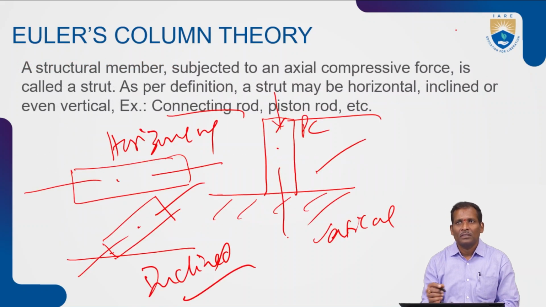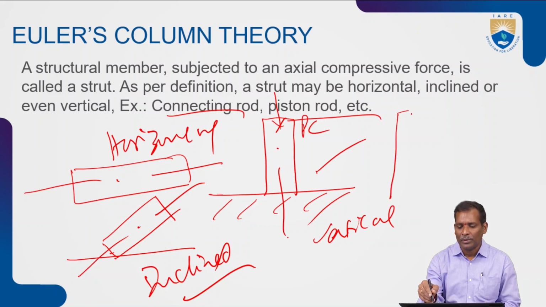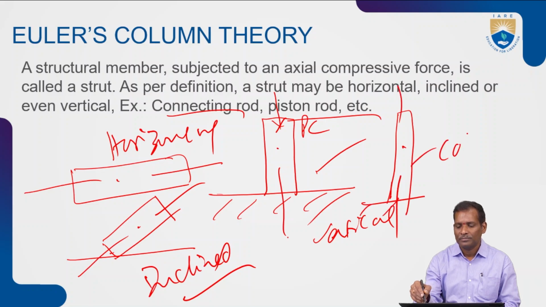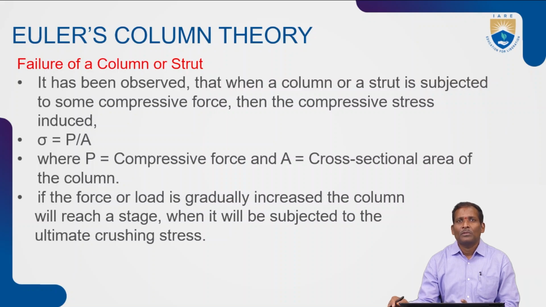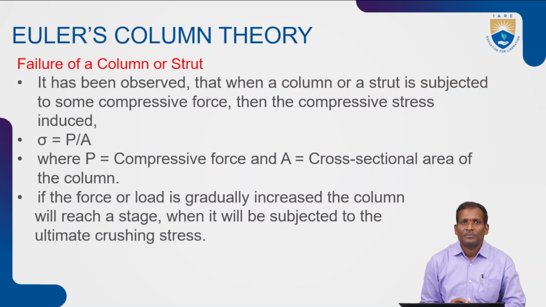Next, the failure of a column or strut. We have seen that a structural member subjected to an axial compressive force is a strut. So what about a column? Short dimension structures are called struts, and long structural members are called columns. Now, failure of a column or strut.